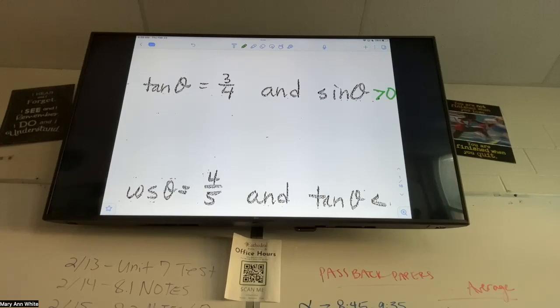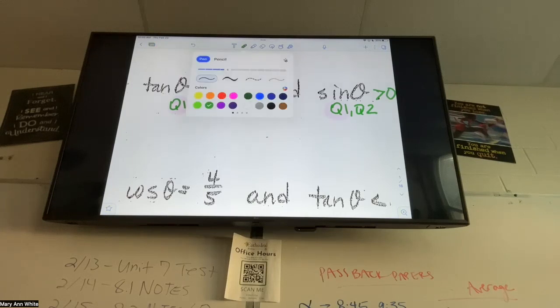Let's figure out which quadrant we want to draw this in. If it says tangent is positive 3/4, what quadrants could that be in? 1 or 3. And then it says sine is greater than 0. Does that mean it's positive or negative? It's positive. Good. Where is sine positive? 1 and 2. So which quadrant should I draw this in? Q1. So we're going to start by drawing this in Q1.